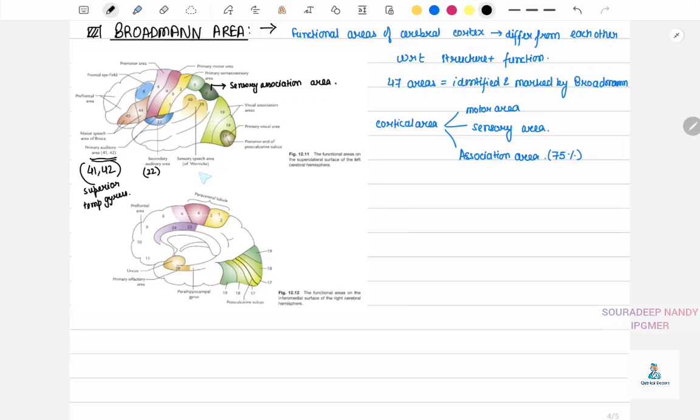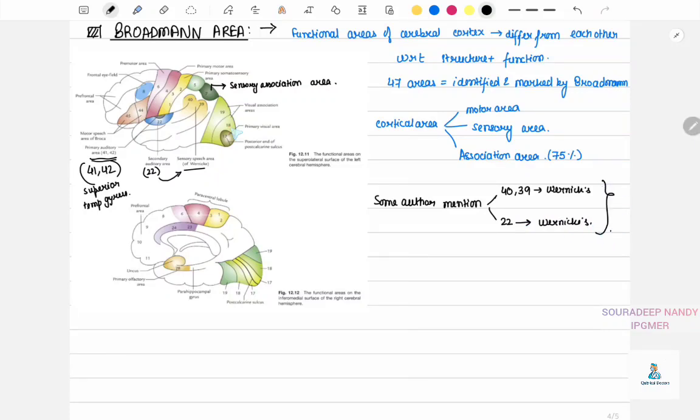Then the sensory speech area is called the 40 and 39, the sensory speech area. Sometimes this 22 is also called the sensory speech area. Some authors mention 40 and 39 as Wernicke's area. Some authors mention 22 as Wernicke's area. So be cautious about this.